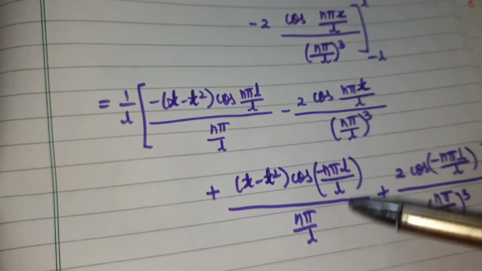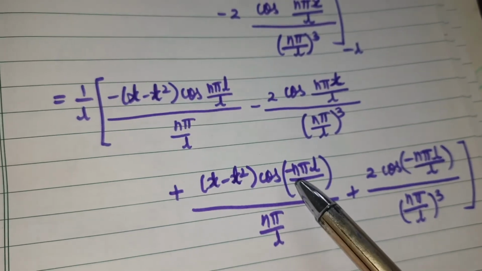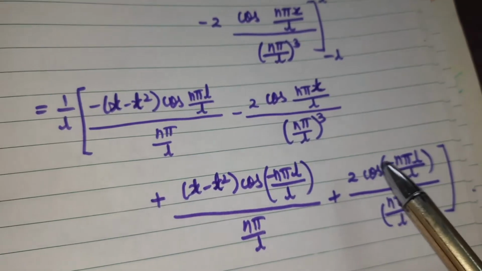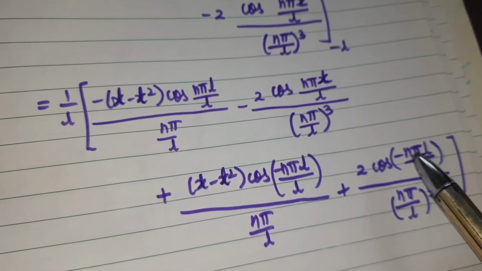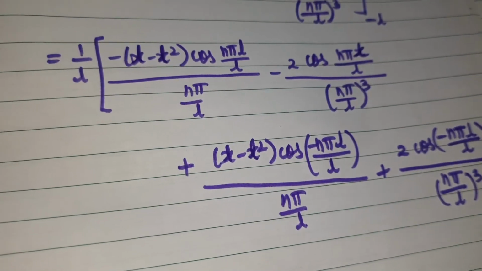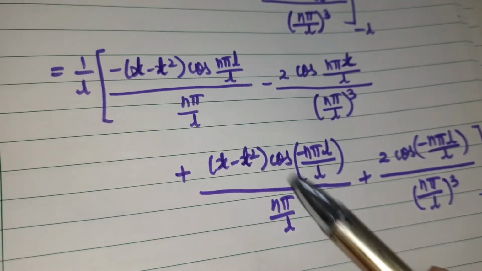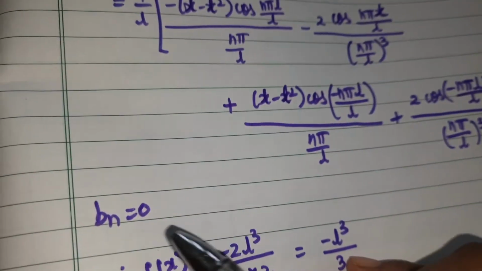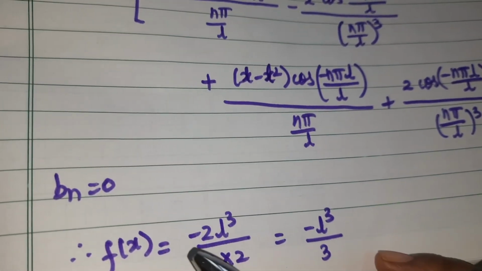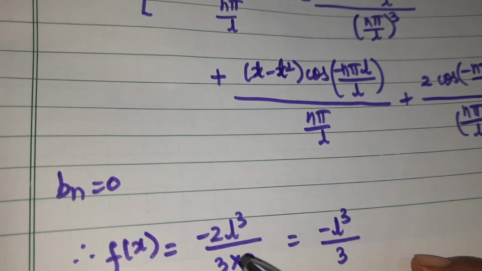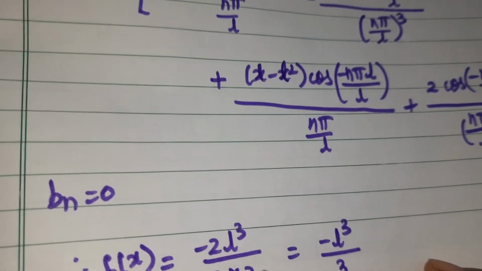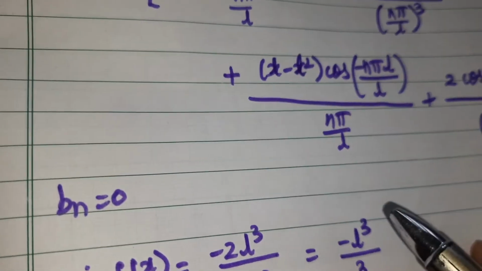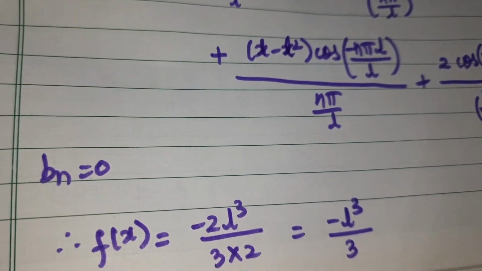So substitute L and minus L. So cos of minus x is cos x, and here again cos x. Here the minus term and plus term get cancelled. Here also the minus and plus terms get cancelled. Therefore b_n is equal to 0. Therefore f(x) equal to minus 2 L cube divided by 3 into 2, since a_0 by 2. 2 and 2 get cancelled. Therefore minus L cube by 3. This is the answer.